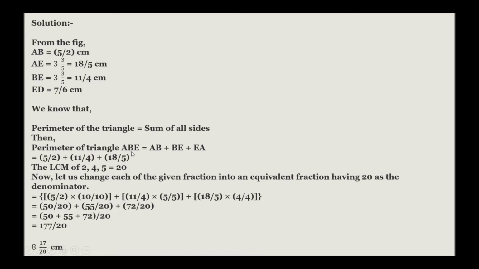So for ABE, that is AB plus BE plus EA, that is 5 upon 2, 11 upon 4 and 18 upon 5. First we will find the LCM of 2, 4, 5, that is 20. Now we will change into equivalent fractions. So it is 5 upon 2 into 10 upon 10, 11 upon 4 into 5 upon 5, 18 upon 5 into 4 upon 4, that is 50 upon 20, 55 upon 20 and 72 upon 20. Now we will add 50, 55 and 72. So it is 177 upon 20. So the perimeter of the triangle is 8 and 17 upon 20 centimeter.